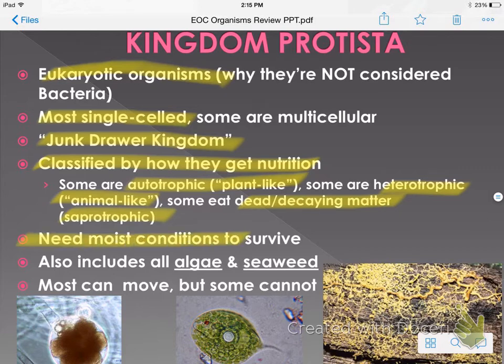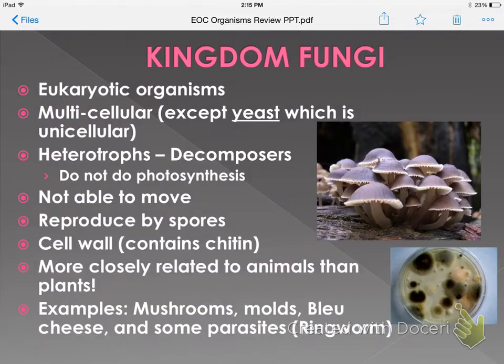Really important to note, too, they need moist conditions to survive. And things like algae and seaweed are also protists. They're not plants. So please, please, please remember that.